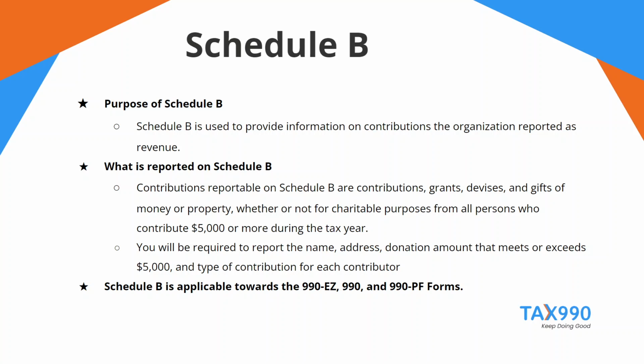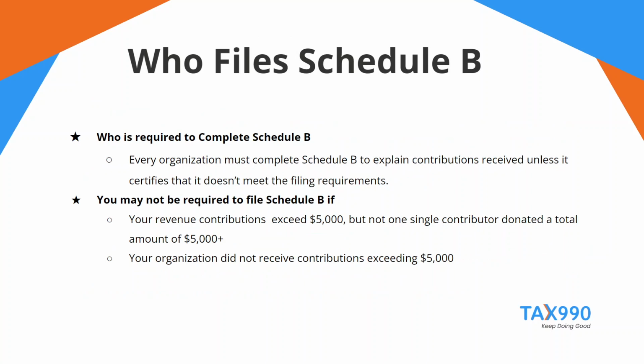Schedule B is applicable towards the 990EZ, the 990, and the 990PF form. Schedule B is required by any organization that lists revenue contributions greater than $5,000 unless it certifies that it does not meet the filing requirements by checking the appropriate box on the 990 series return.